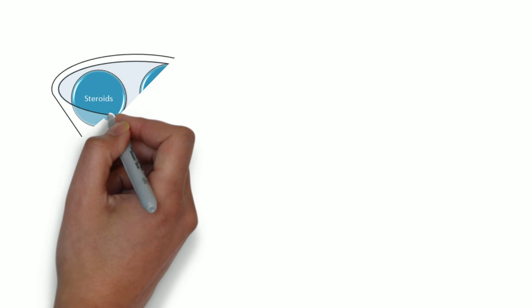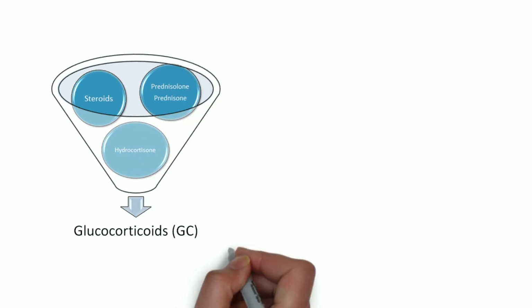Glucocorticoids come in different forms and with different names. These include steroids, prednisolone, prednisone, hydrocortisone, and dexamethasone, just to name a few. In this video and at the workshop, we will also use the abbreviation GC.